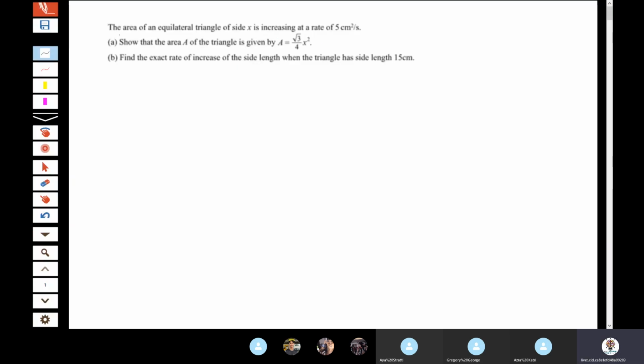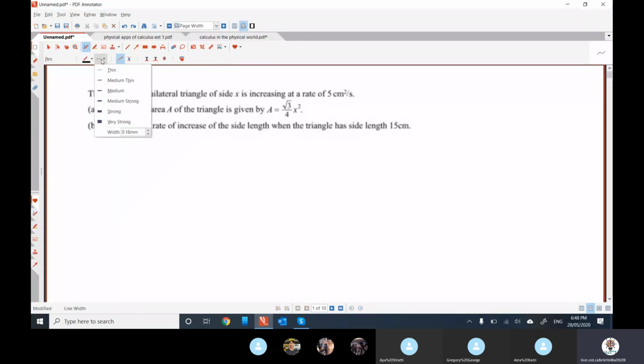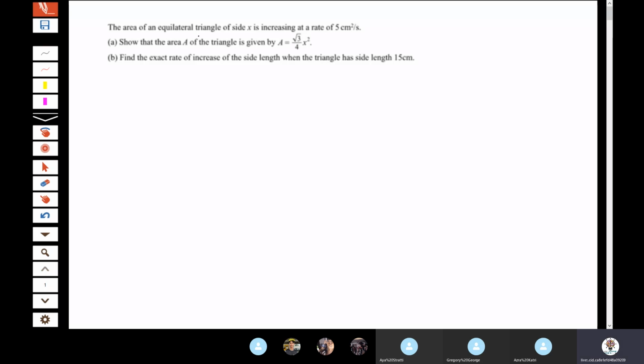The first bit says the area of an equilateral triangle of side x is increasing at a rate of 5 centimeters squared per second. Show that the area of the triangle is given by this. That has nothing to do with rate. So how do I start with A? The area of a triangle is given by this.